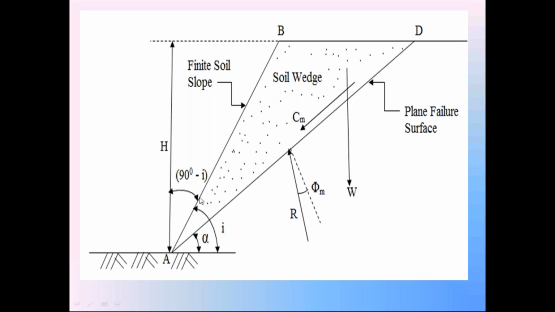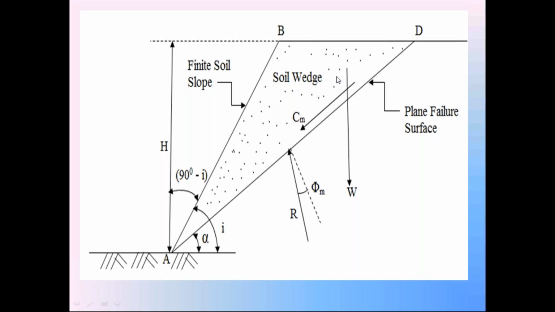So by knowing this I value, the bulk unit weight gamma, this height h, and this length L, we can calculate the weight W of the soil wedge. The direction is vertically downward. So we know the magnitude of weight W and the direction of weight W. Weight is a gravitational force.